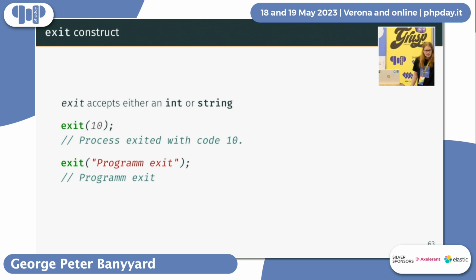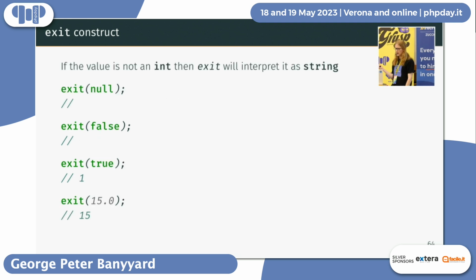So exit either accepts an integer or a string. If you pass it an integer, you get a status code. And if you pass in a string, it will just exit. It will just print this line on the terminal or whatever.